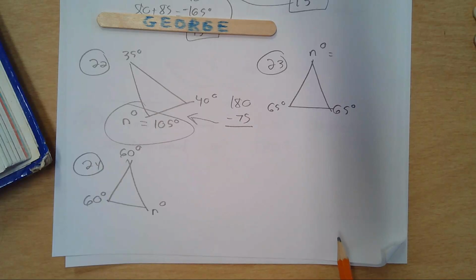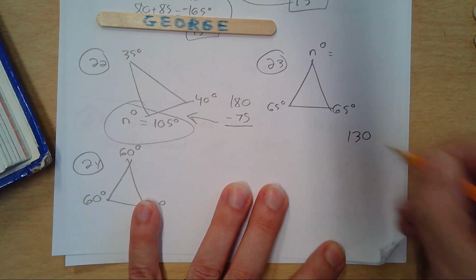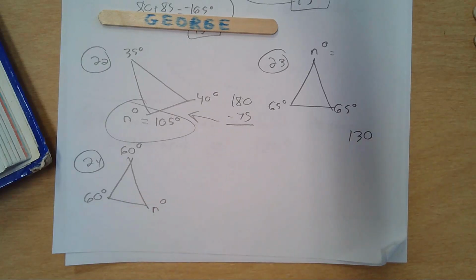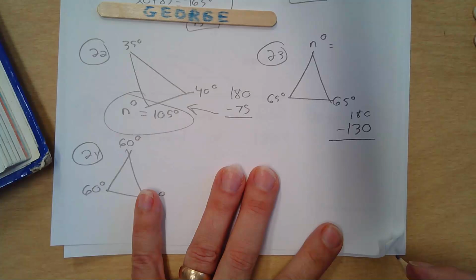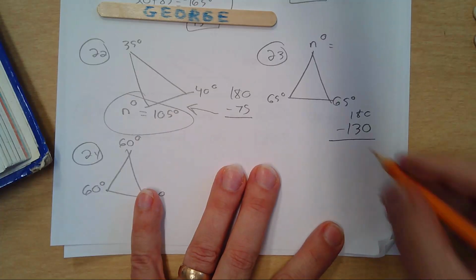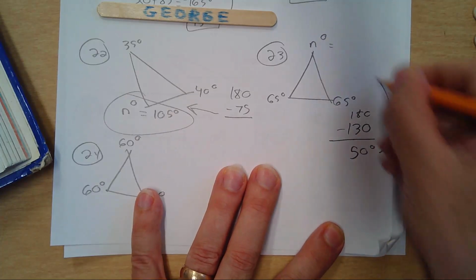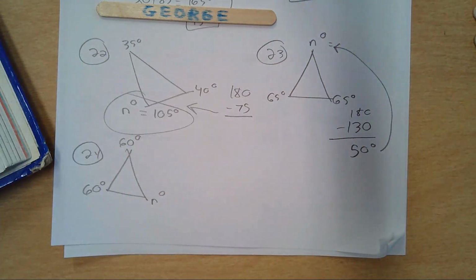Okay, so 65 plus 65: the 5 and the 5 is 10, and then the 6 and 6 is 12, and then 13, 130. Yeah. Then what? 180 minus 130 is 50. There you go. That's what we need there. Right. 50 degrees. That's what we're missing there.